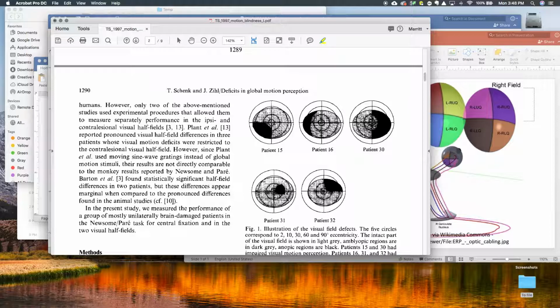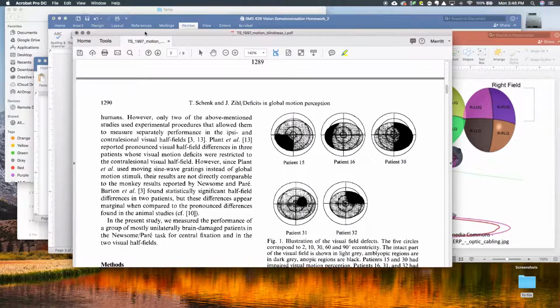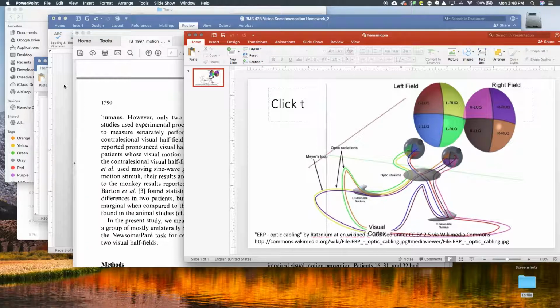In patient 30, the foveal region is preserved, so it's a little trickier to be able to do that, but just assume that it's the right upper and right lower quadrants that are affected. Okay, do your best with that. We're just looking for you to kind of capture what they have, what the possibilities are using this diagram. Hope that helps. Thanks.